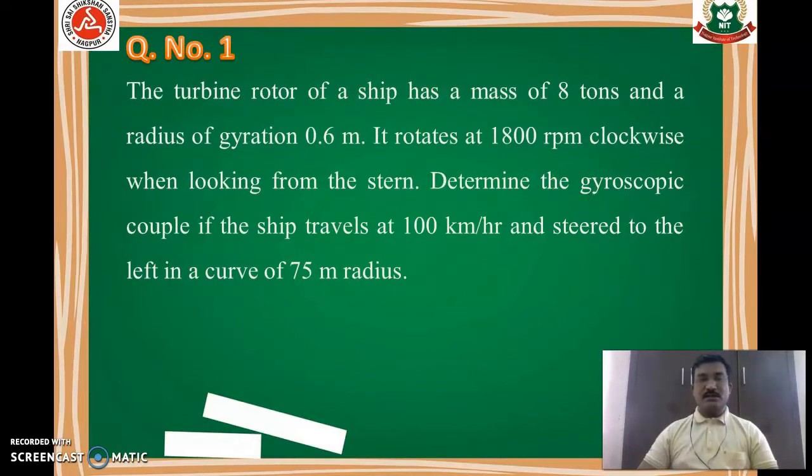The turbine rotor of a ship has a mass of 8 tons and a radius of gyration 0.6 meter. It rotates at 1800 rpm clockwise when looking from the stern. Determine the gyroscopic couple if the ship travels at 100 km per hour and is steered to the left in a curve of 75 meter radius. So, we will go to the solution part now.